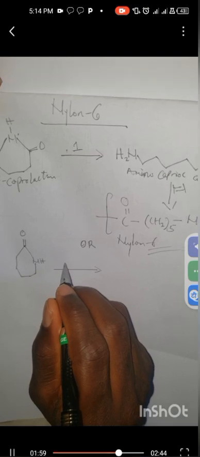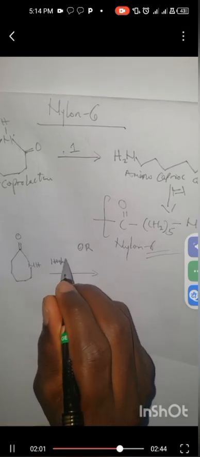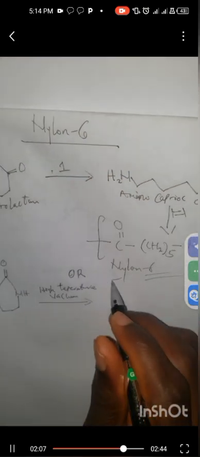Then put high temperature and vacuum here. So from there, you form your nylon 6 immediately. Don't even bother to do much. By putting NH single bond, bracket CH2 in 5 places, then single bond C double bond O. Then put your growing sides here. Put your n. So nylon 6 is also called polyamide 6 nylon.